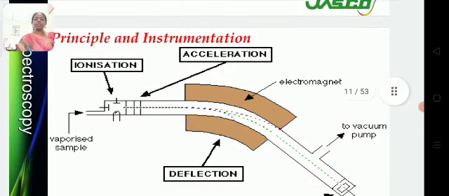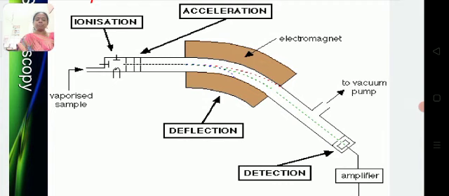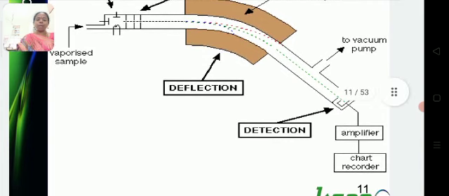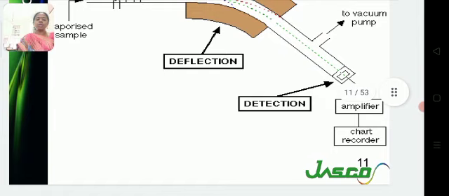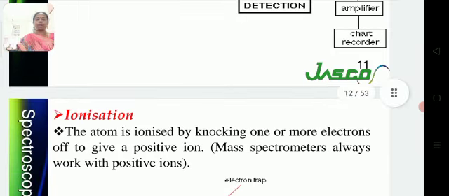This is the principle and instrumentation. The vaporized sample is entered into the ionization chamber. In that chamber, it is ionized and oscillated, and it gets into the deflection chamber. There, an electromagnet deflects the ions, and they get into the vacuum pump. Then finally, using the amplifier, the required mass spectrum is recorded in the chart recorder.